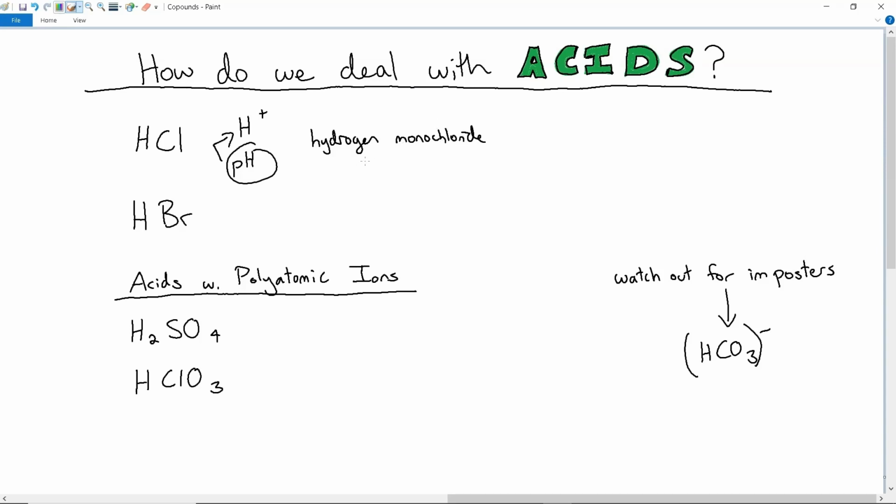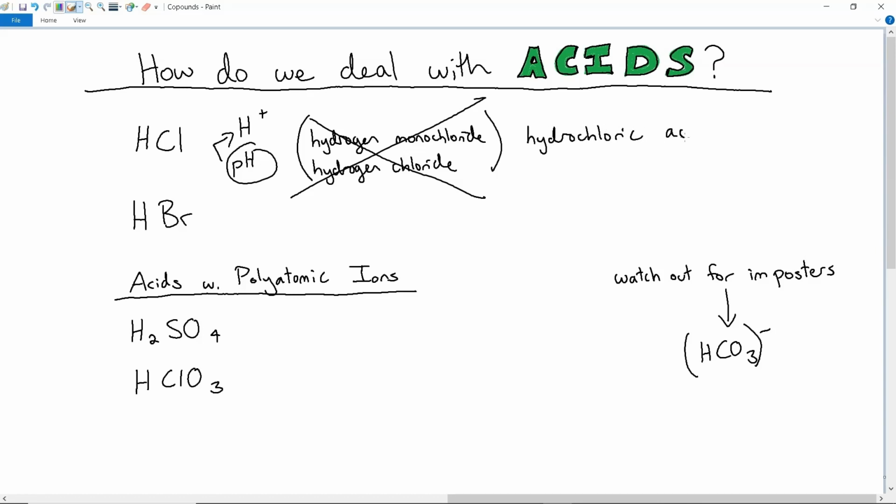Or if we wanted to follow the ionic conventions, we would just drop that prefix and write hydrogen chloride. But actually, neither of these are the most appropriate. What we would say is hydrochloric acid. So when we have an acid, we're adding hydro as a prefix to our other element, in this case chlorine, and then we're adding the ic suffix.